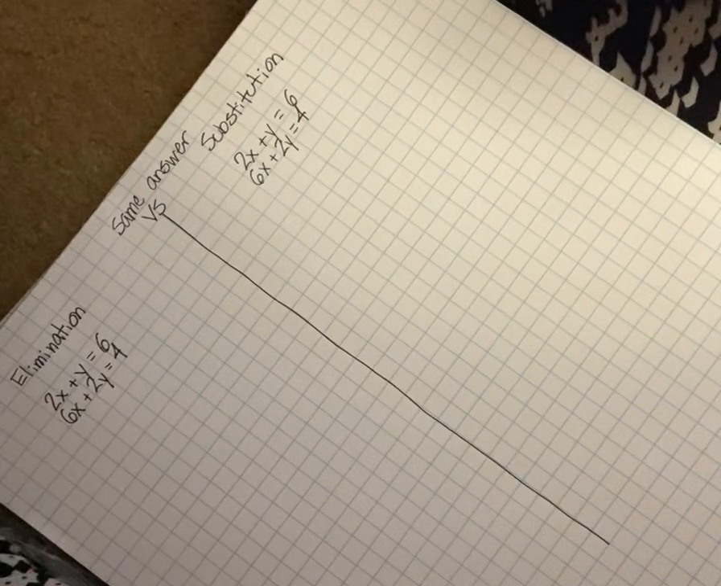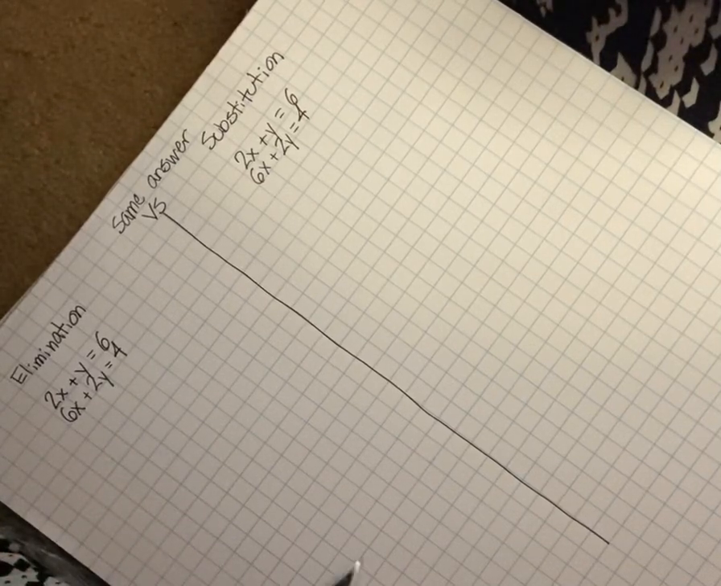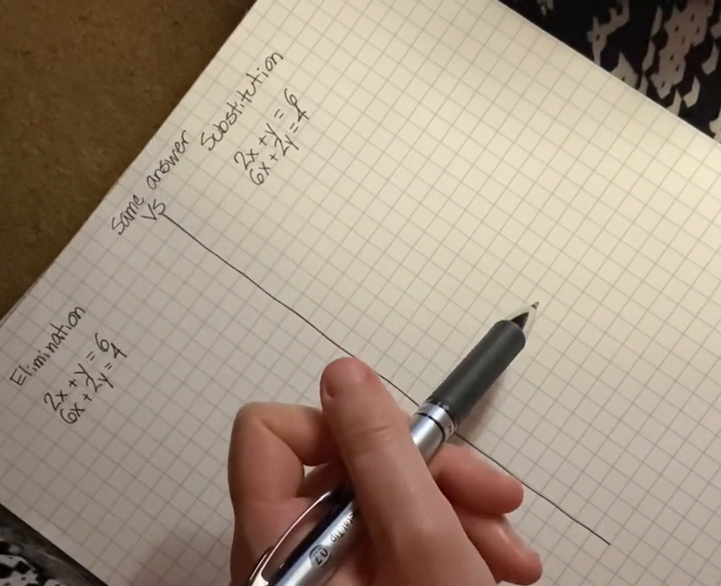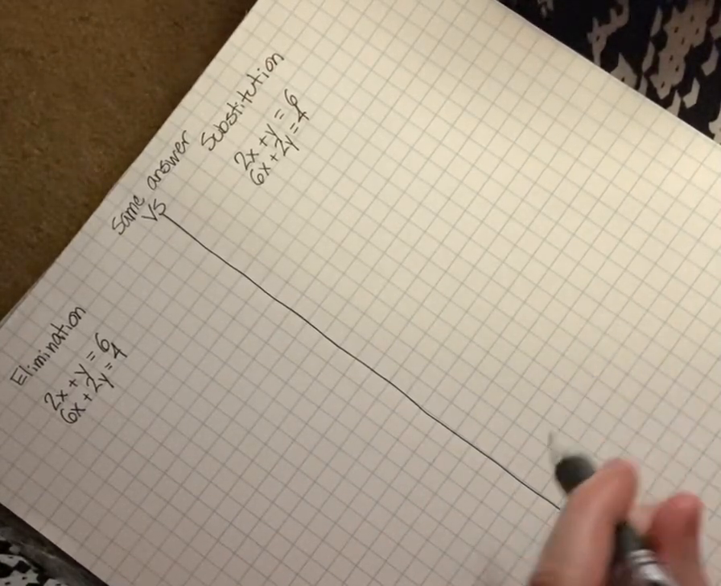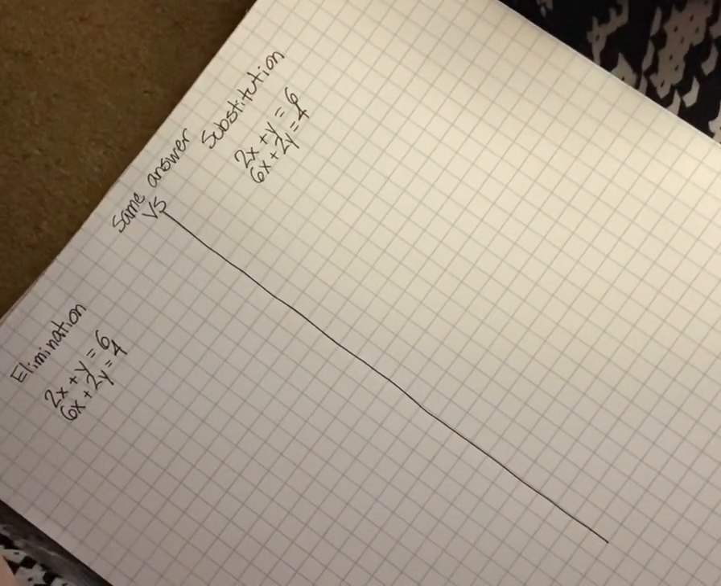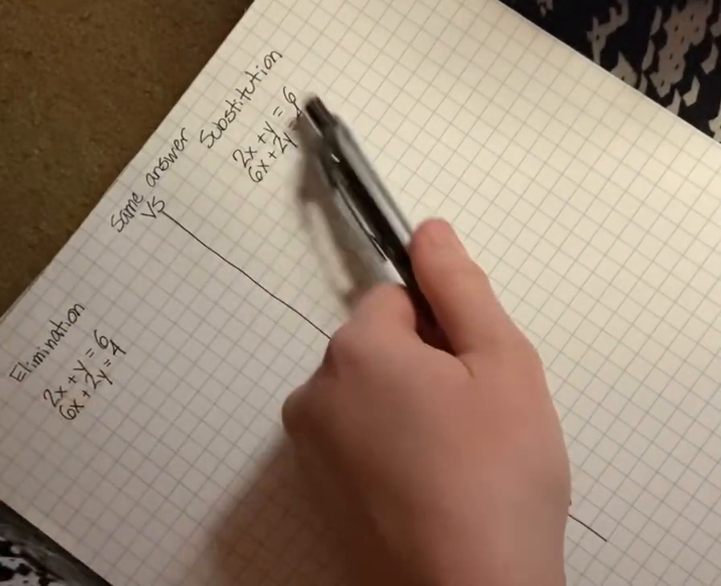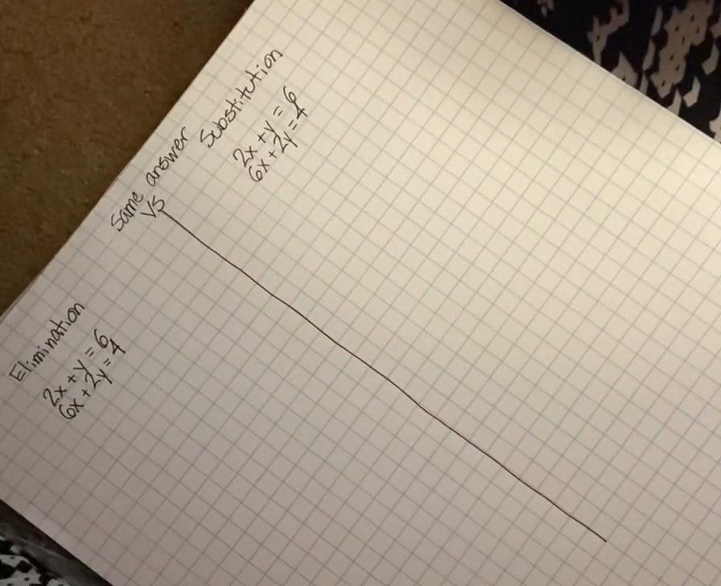Alright, so without further ado, I'm going to start with elimination, and then I'm going to go to substitution, alright? And you'll see at the bottom, we'll end up with the same answer. Now personally, I like elimination better, but a lot of people tend to prefer substitution. Just depends on the way your brain works.